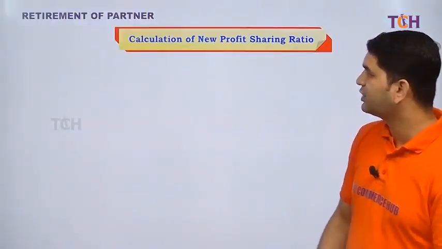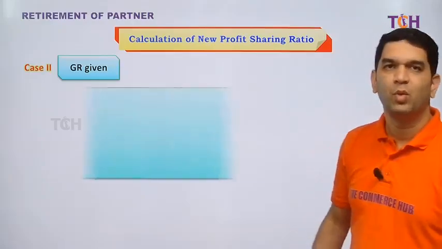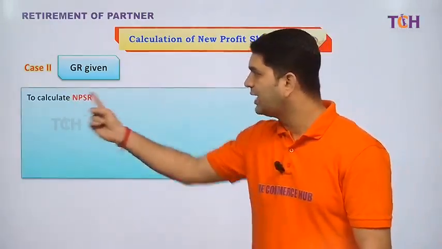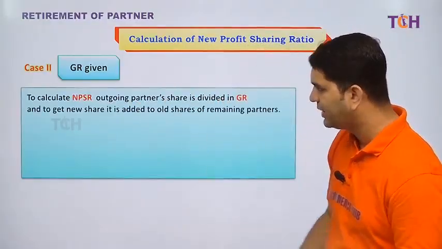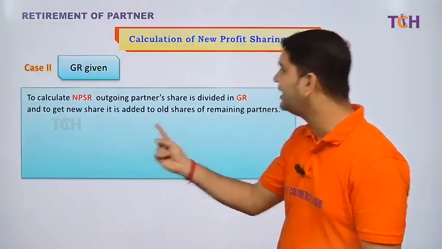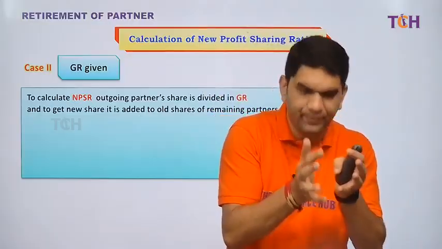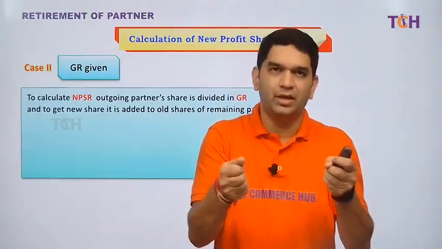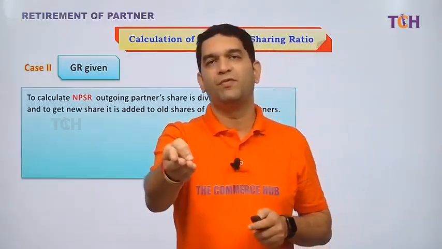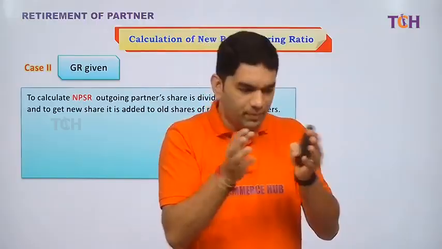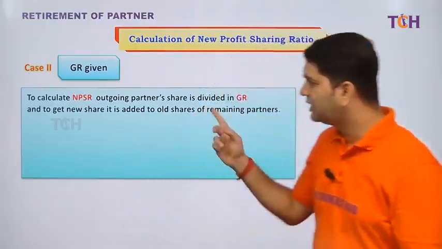Now, calculation of new profit sharing ratio, case 2: if GR is given, what is to be done? Look at it. To calculate NPSR, the outgoing partner's share is divided in GR, and to get the new share, it is added to the old share of the remaining partners. Obviously, whoever is going out, his share will be divided among the partners, and then old share plus this division of the outgoing partner's share is going to be their new share. So this is what we're going to do.